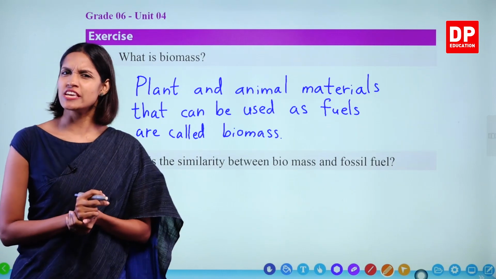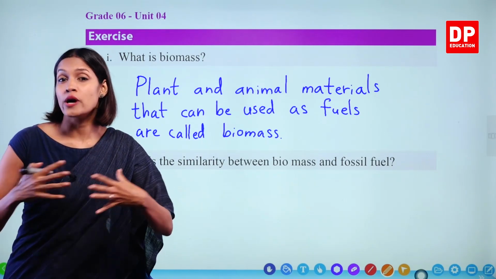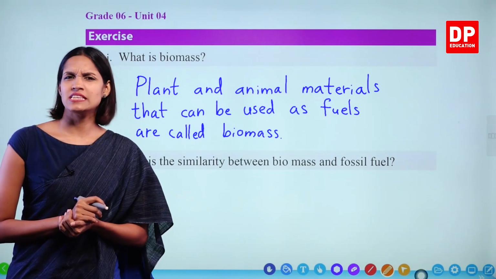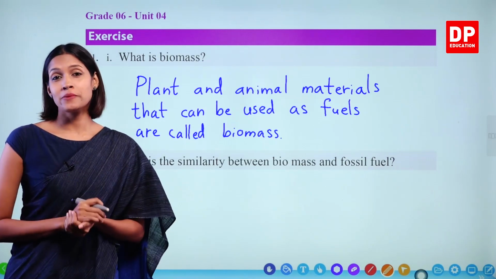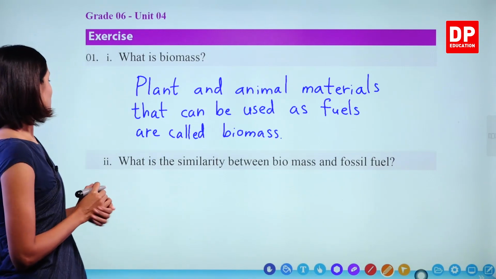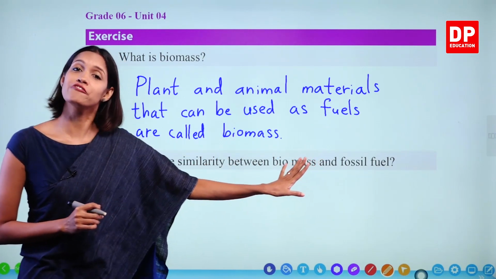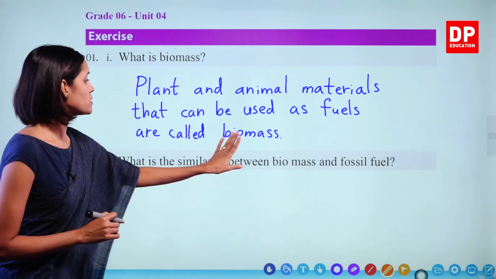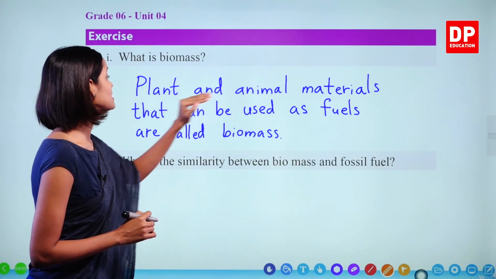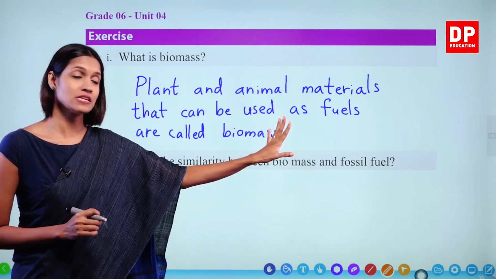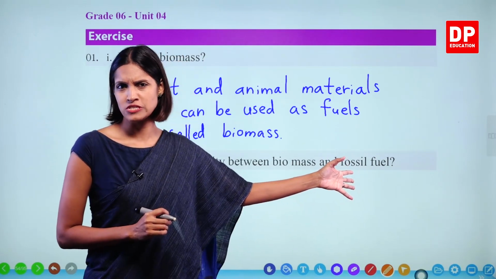Do you remember what are the examples for biomass? Firewood. Firewood is the most widely used biomass. What are the other examples, children? Sawdust, rice bran, they are also coming under biomass, right? What is the similarity between biomass and fossil fuel? Now we know what biomass is. Biomass means plant and animal materials that can be used as fuels. What is the meaning of fossil fuels? What is contained in fossil fuels, children?